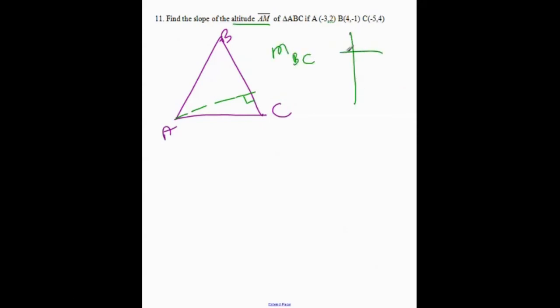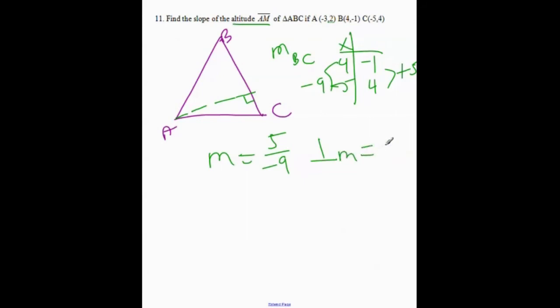And let's throw in a T-chart. So B is 4, negative 1, and C is negative 5, 4. So that is a plus 5. And 4 to negative 5 is a negative 9. So my slope is equal to 5 over negative 9. Perpendicular slope is equal to 9/5. And that's what we're looking for.